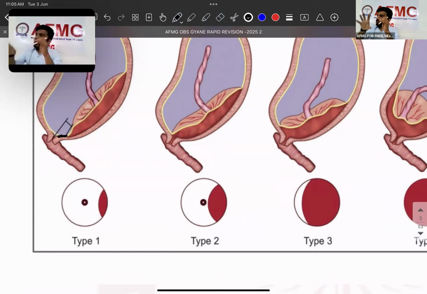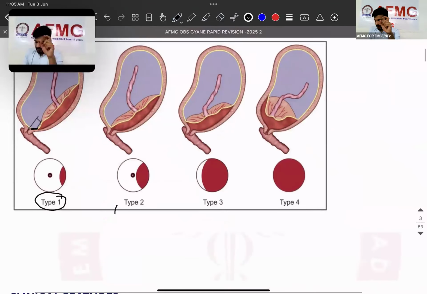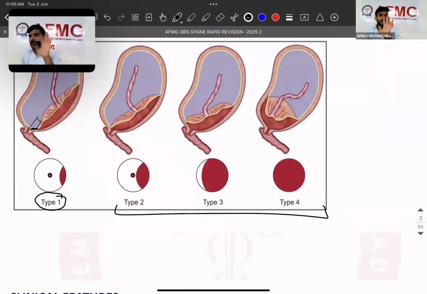Now, sir, before the old classification, it was said that the placenta previa can be of 4 types. So either lateral, marginal, partial, or complete. But the new classification says it is of only how many types? 2 types. Now, type 1 is called low-lying placenta. And type 2, 3, and 4 is called placenta previa. Is that clear? Now, the main important part that they will ask is the management.